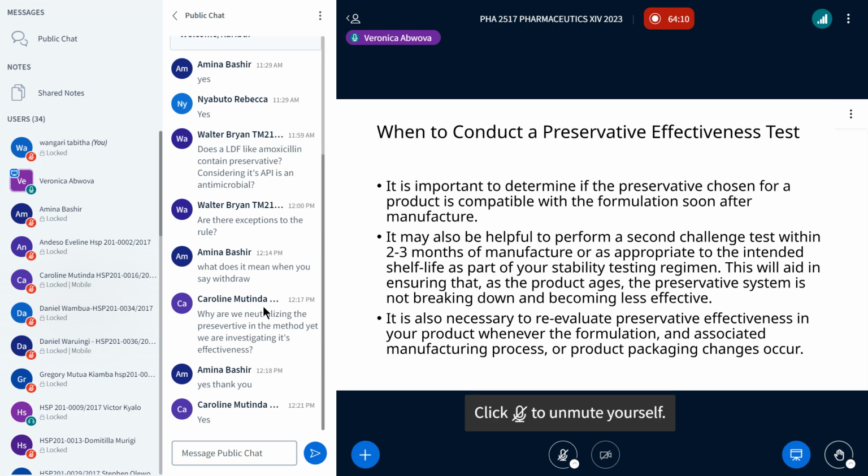we will look at the pharmaceutical application of, or rather industrial application of microorganisms.